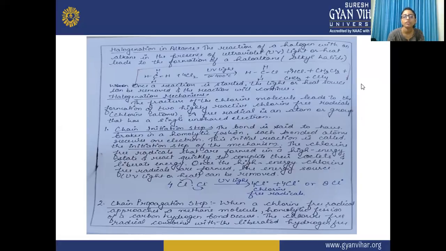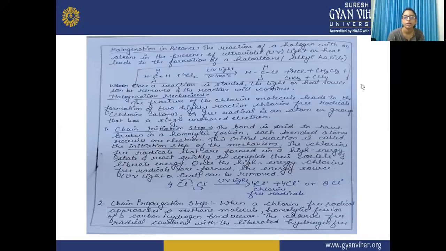So a free radical is an atom or group that has a single unshared electron. So the free radical is an atom that is highly reactive, which is having a single unshared electron on it.